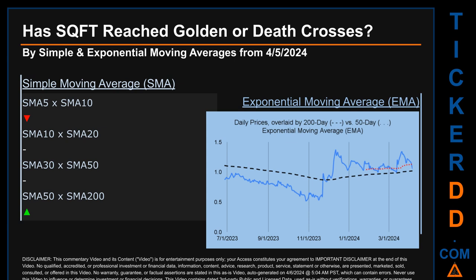Continuing with SMA, we looked across the 5 to 10, the 10 to 20, and the 30 to 50-day ranges to see if golden and death crosses had been reached. We found a death cross signal for the 5 to 10. We could find neither a golden cross nor a death cross signal for the 10 to 20 and the 30 to 50.